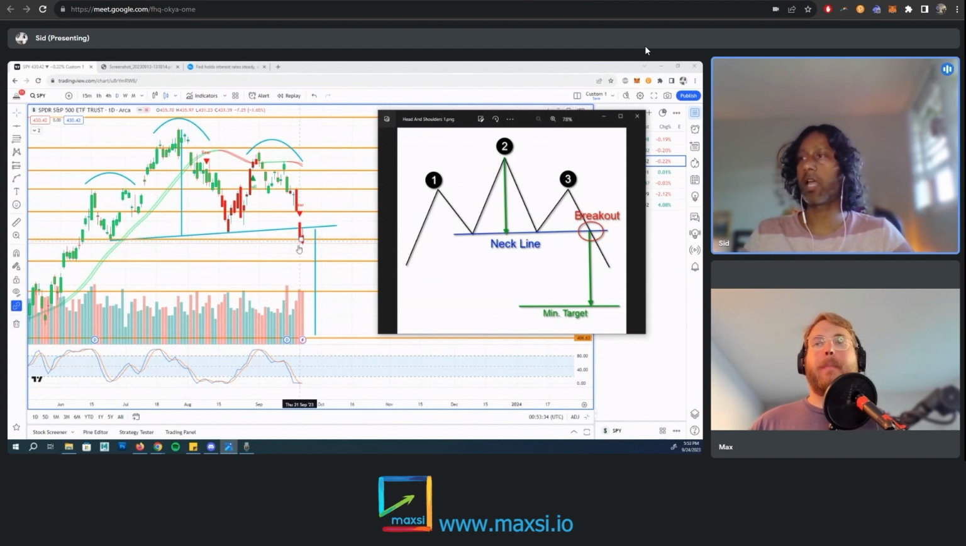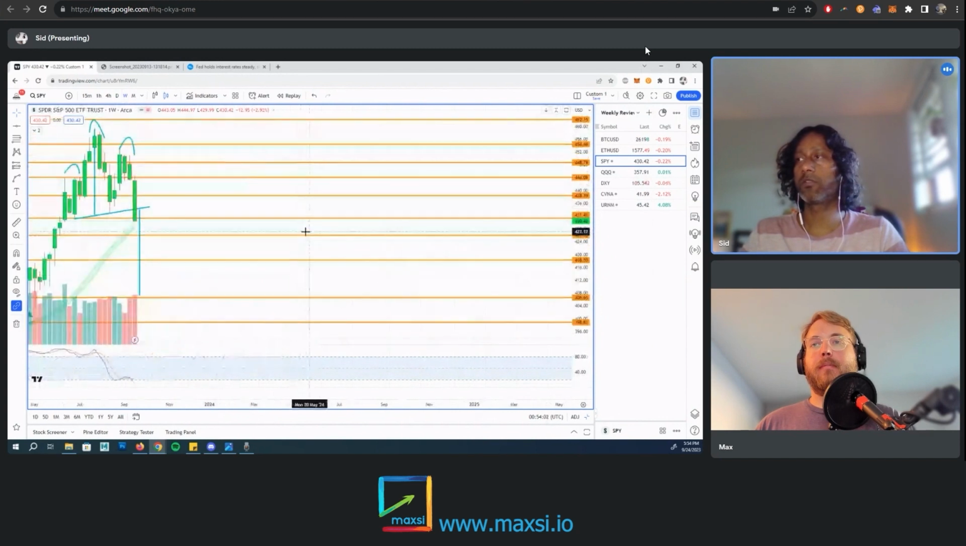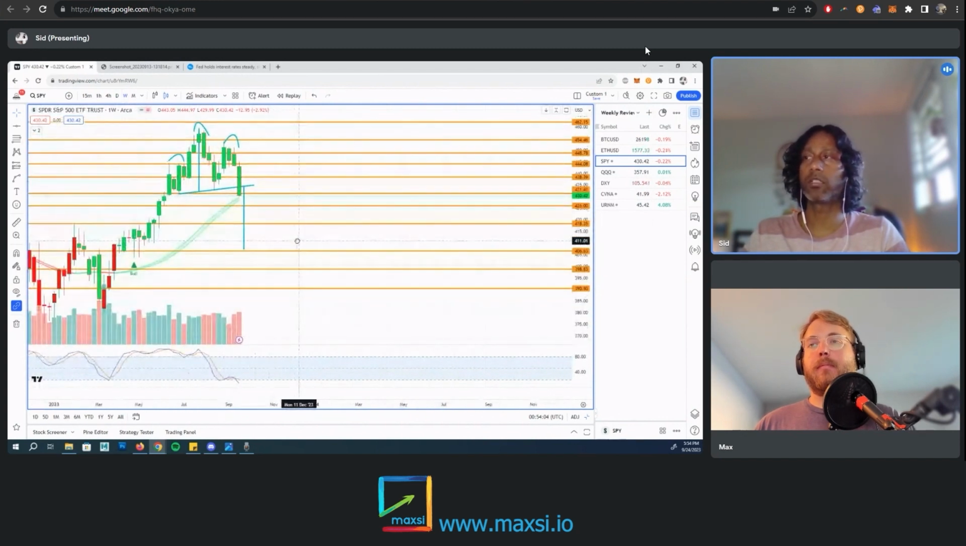So how do we measure the target? What we do is measure the head to the neckline, and then draw the same length out here too, and that's your breakout target. And if this does play out, of course the week is closed, next week we might have a little bit of a retest, which tends to happen.